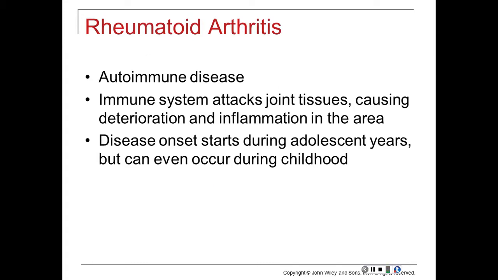Rheumatoid arthritis is actually a different type of arthritis. This is an autoimmune disease, so it could actually begin in adolescent years or even during childhood. This is not something that's caused by wear and tear or age. This is where your immune system is literally attacking the joints, causing inflammation and deterioration of the joints. It can also be brought on by various bacteria. Some people argue that various vaccines bring on rheumatoid arthritis as well.